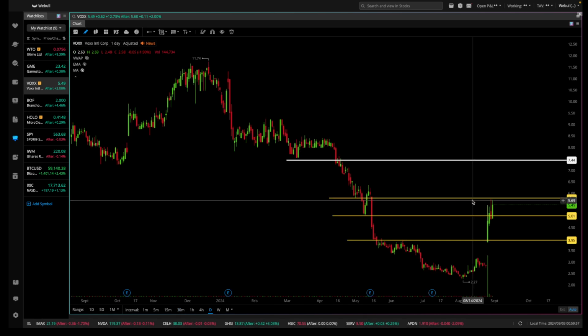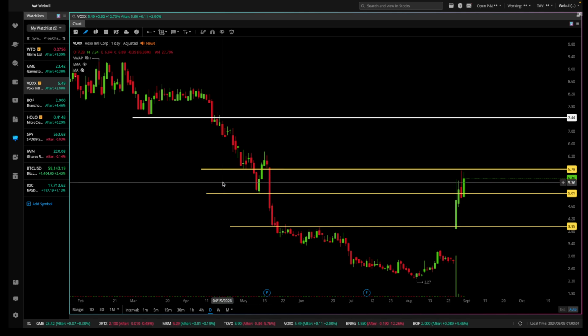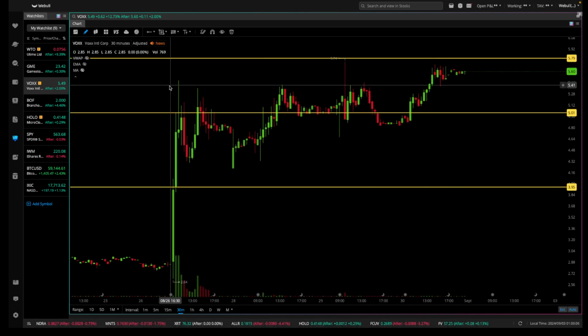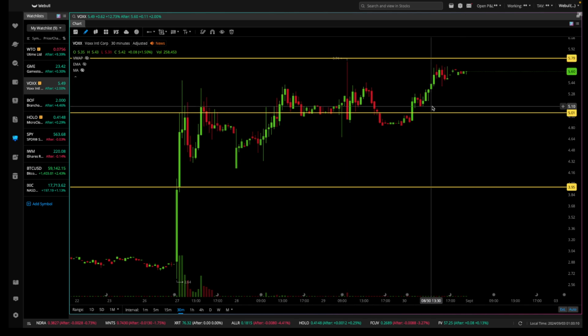Actually, let's start with the daily, like always. So we quite clearly see in the daily chart we have a level around 3.95, $5, and 5.79. Let's switch over to the 30-minute chart and we can quite clearly see profit taking has happened quite a bit in these areas here. So again, these are my profit taking areas.